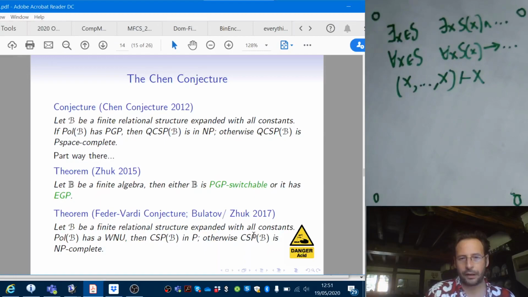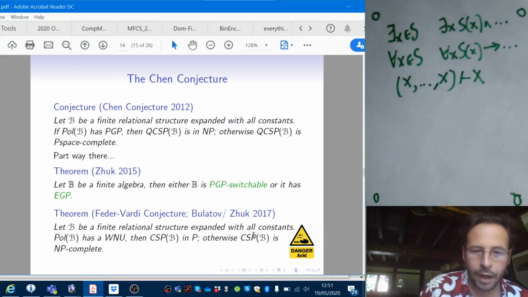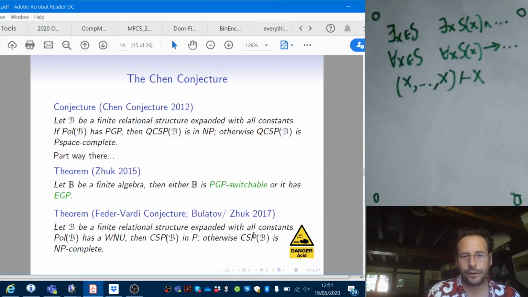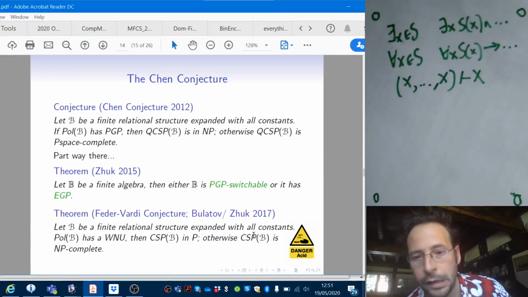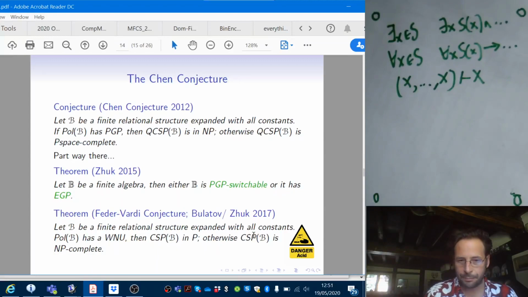So the big thing in QCSP for many years was the beautiful possible relationship between computational complexity and the PGP and the EGP. Chen conjectured in 2012 that if B was a finite relational structure expanded with all constants, then if the polymorphism algebra has the PGP, then QCSP B is in NP. Otherwise, QCSP B is P-space complete.